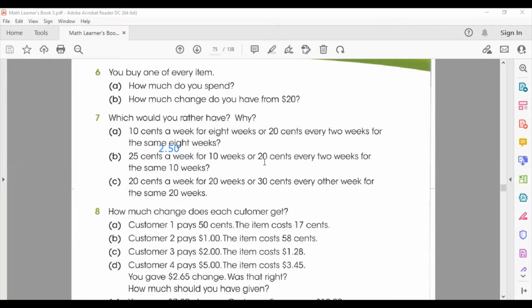For 10 weeks, or 20 cent every 2 weeks for the same 10 weeks. If you're counting, it's coming less than $2. 20 cent every 2 weeks, it's coming, I think, $1. So can we write here $1?